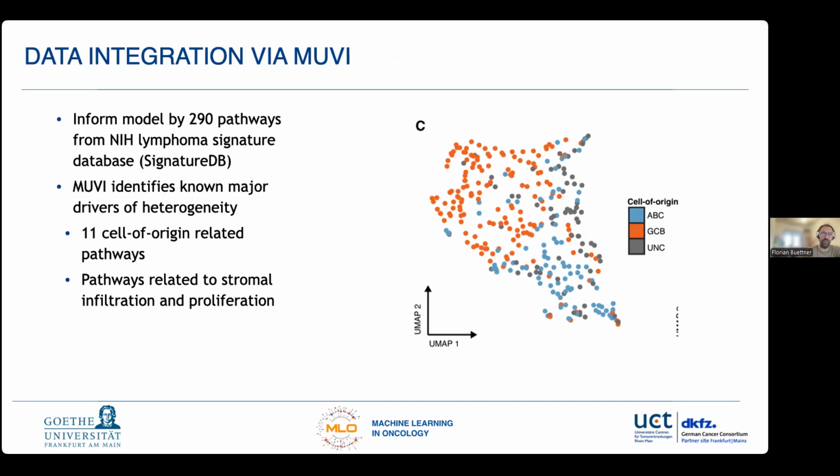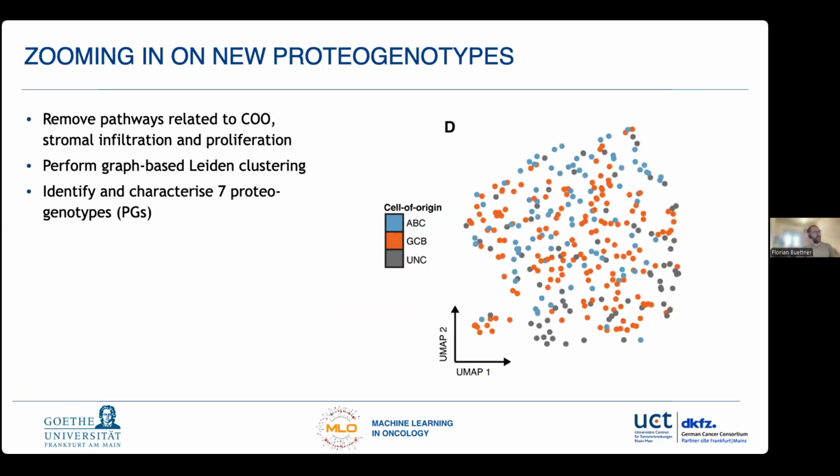And if we make a UMAP based on all the factors that MOVIE infers, we can see nice separation of the patients by cell of origin. Now that's not very exciting because this is all well known, but the property of MOVIE is that we understand exactly which factor does what. So if we want to discover variation between patients beyond what's known, we can just remove those factors or pathways that are related to the known classification of cell of origin, as well as stromal infiltration and proliferation, which are also known confounding factors that we're not really interested in.